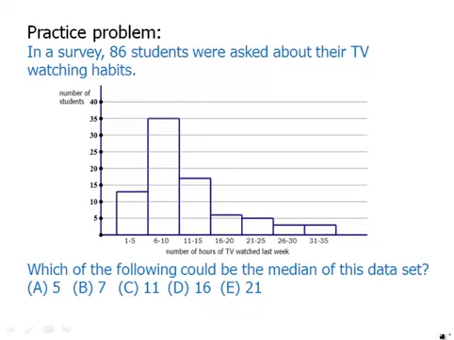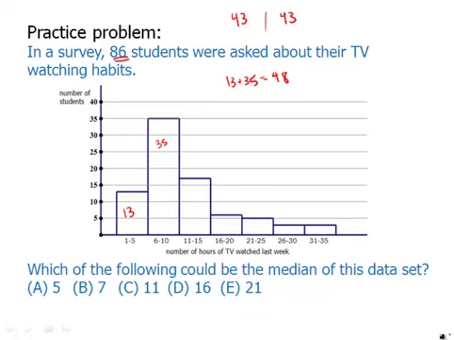Okay. In a survey, 86, very important, 86 students were asked about their TV watching habits. Half of 86 is 43. And so what that means, if we divide the list in half, there's 43 below the median and 43 above the median. So between the 43rd and the 44th person, that's where the median would be. Well, let's think about this. There are 13 people in this category, and then there are 35 people in that category. So 13 plus 35 is 48.